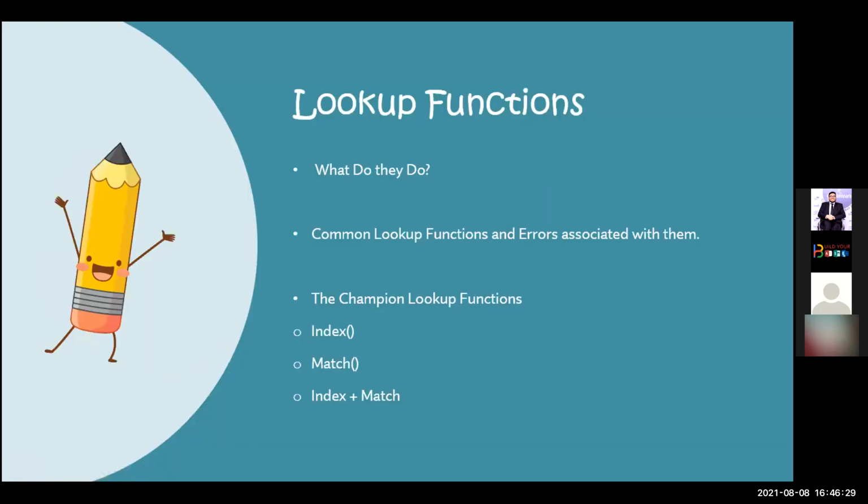Okay, now we are getting to the lookup functions part. Yesterday we discussed what lookup functions do, and also the common lookup functions and errors, and also the champion lookup. I call these champion lookup functions because they are easy and don't give the errors that normal lookup functions would give, like VLOOKUP and HLOOKUP. Those are good, but when you work with big data sets, it's difficult to analyze with those functions. That's why I use INDEX and MATCH, because it always delivers the accurate answer.